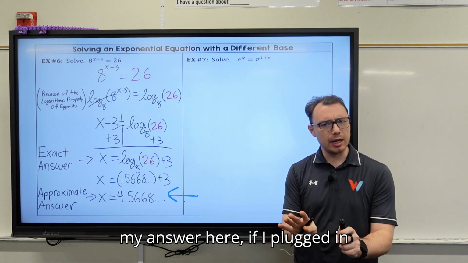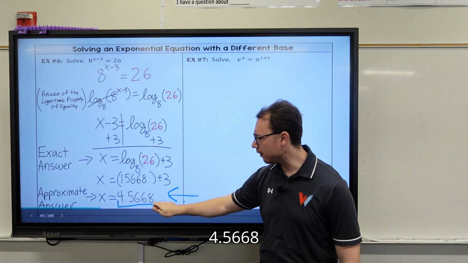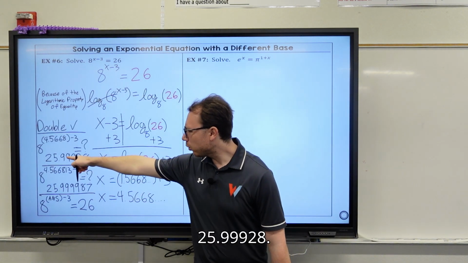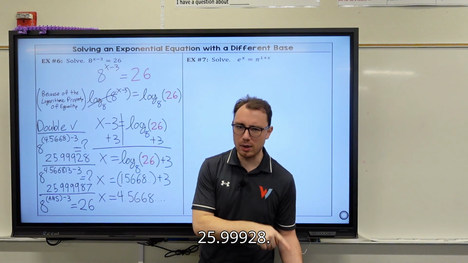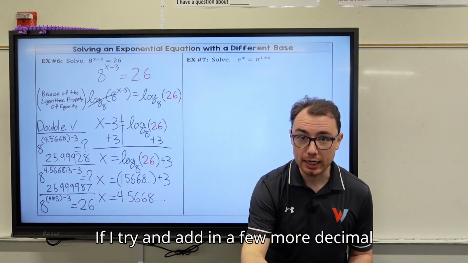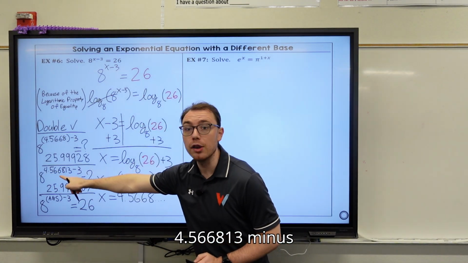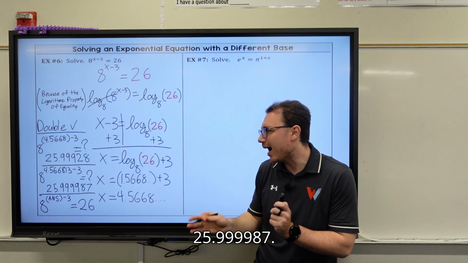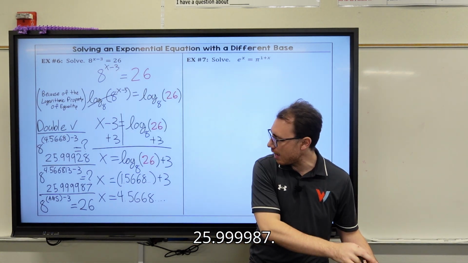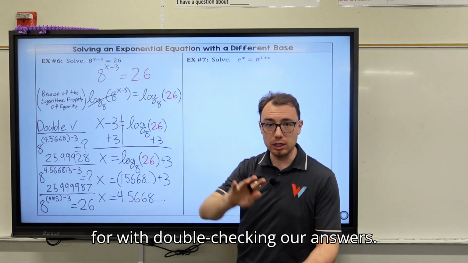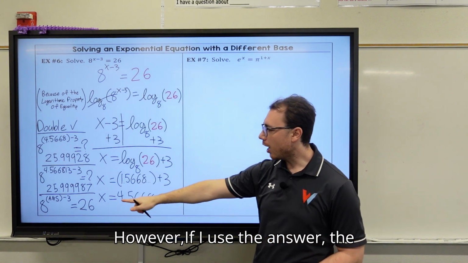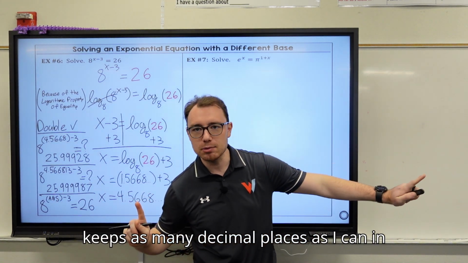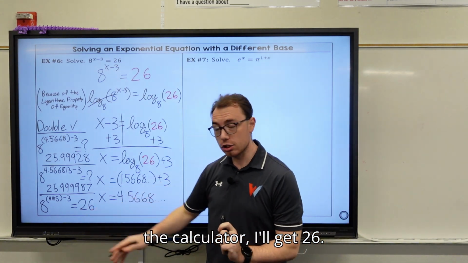When I want to double check my answer here, if I plugged in 4.5668 where x was up there, I end up getting 25.99928. If I try and add in a few more decimal places, like 4.566813 minus 3, I still only get up to 25.99987. Not exactly the 26 we want when double checking our answers. However, if I use the answer, the ANS, on the calculator, which keeps as many decimal places as it can, I'll get 26.